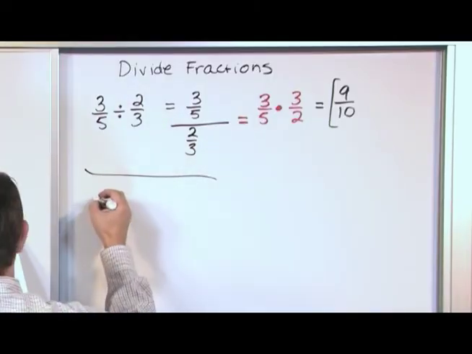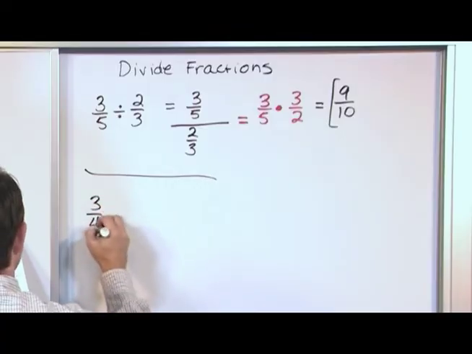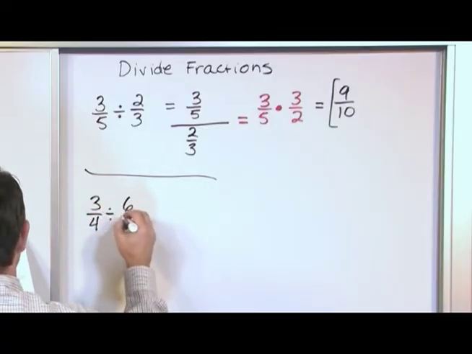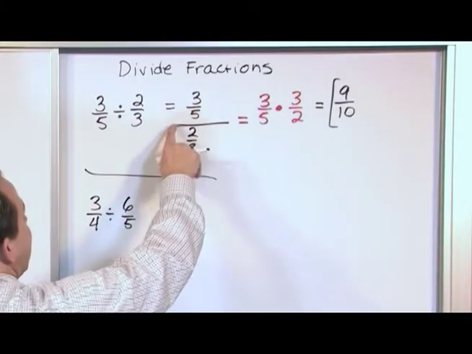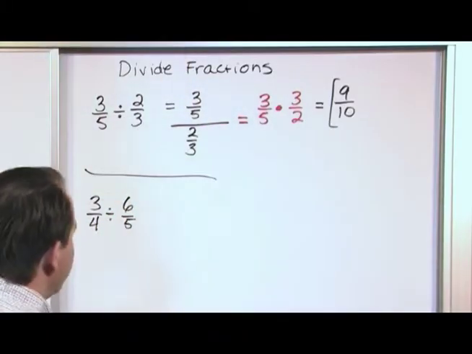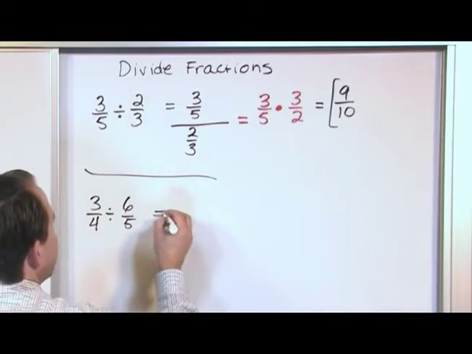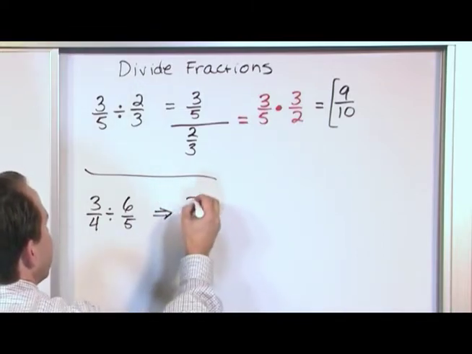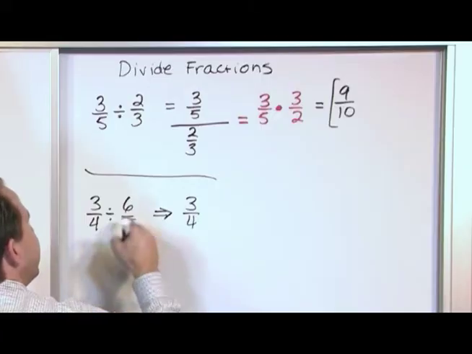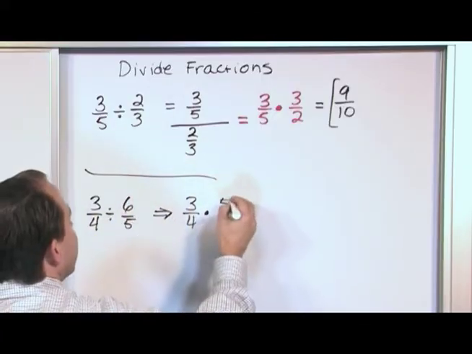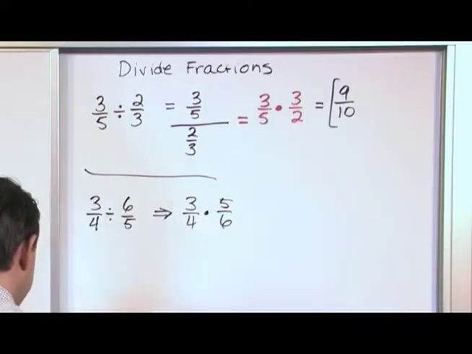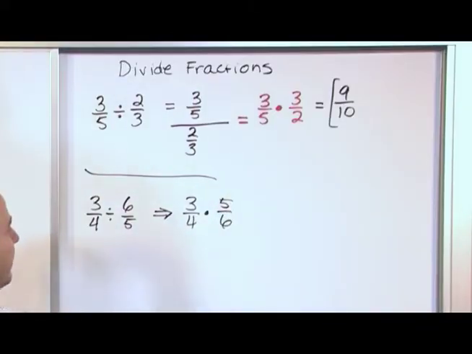Let's say we have 3/4 divided by 6/5. Now, I've introduced this to you just to show you what that is, but you don't really need to write it like that. I was just mostly introducing it. You can just do it like this. 3/4, change this division into a multiplication, flip the second fraction over, 5/6.